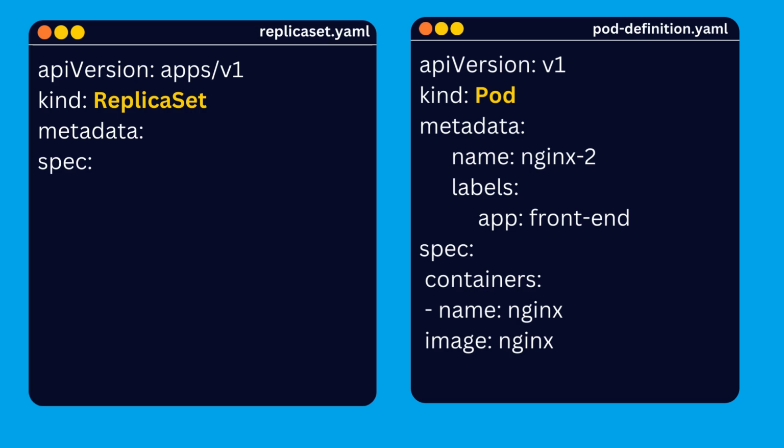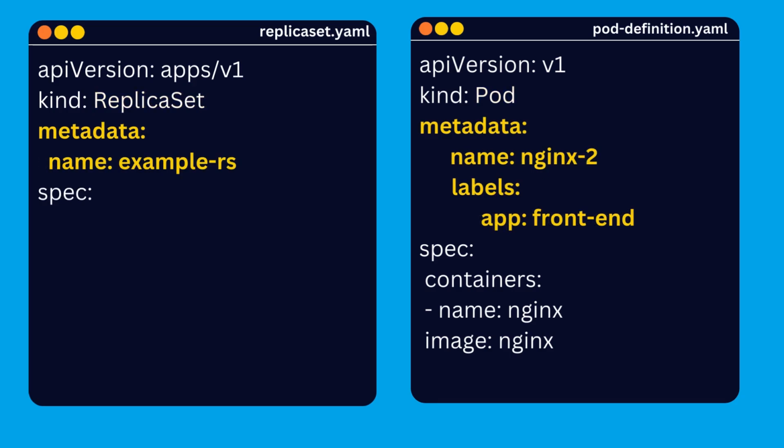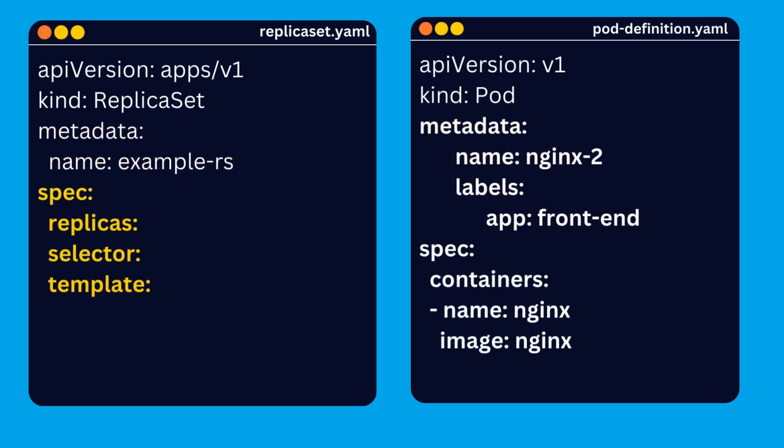The kind would be ReplicaSet as we are creating a ReplicaSet. In metadata, we can add name and labels. So we will add a name like example-rs or any custom name. Okay, now let's define the specification for our ReplicaSet. So spec will comprise of three parts: replicas, selector, and template.